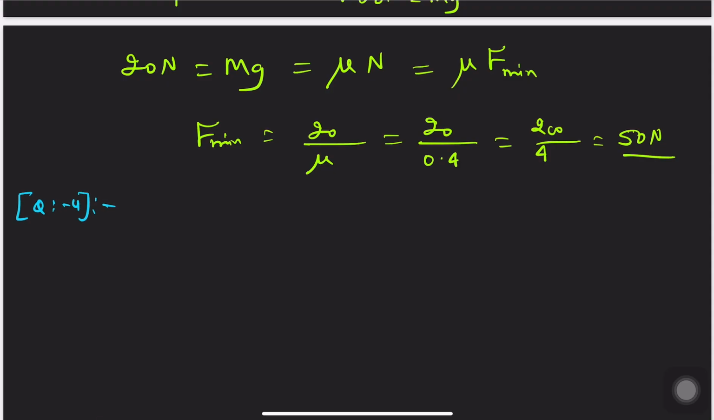So question number 4, the problem is like this: there is a body having mass m equal to 2 kg. Mu is given to you as 0.2. It has been said that this body has been given a velocity v0 of 4 meter per second.